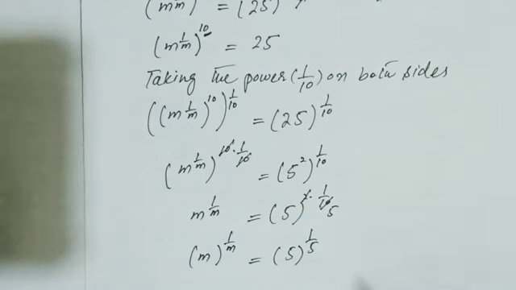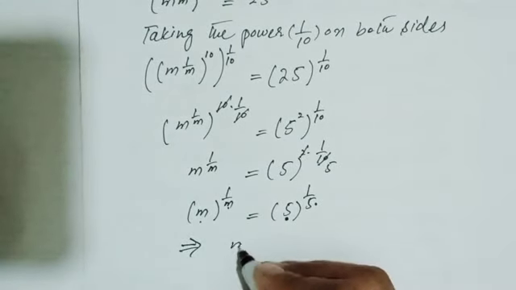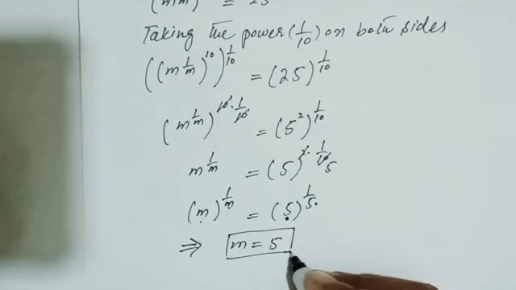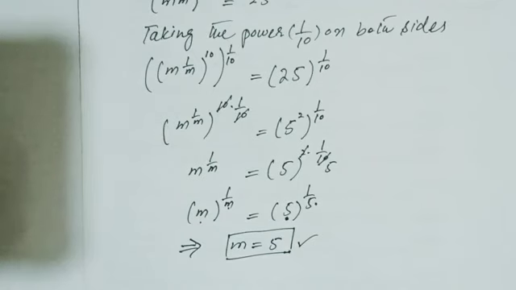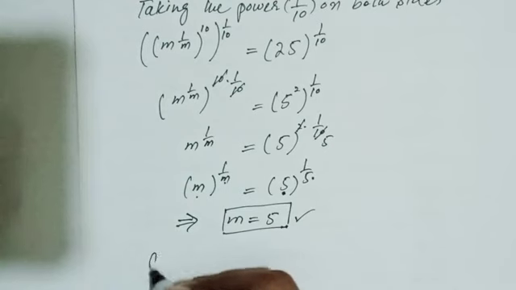Here is something similar, that we get m and 1 by m. So I can compare these terms. Here this implies that m is equal to 5. So here we get the value of m that is required. Now we'll check whether our value is right. So let's check.